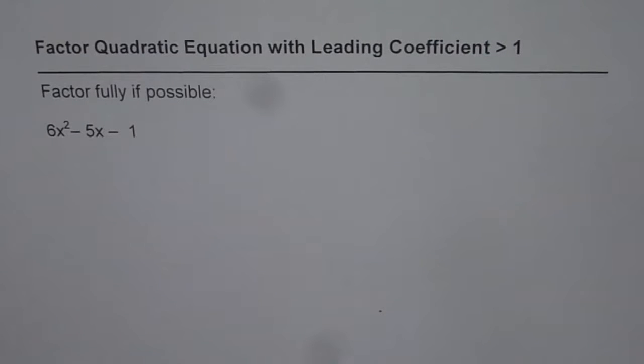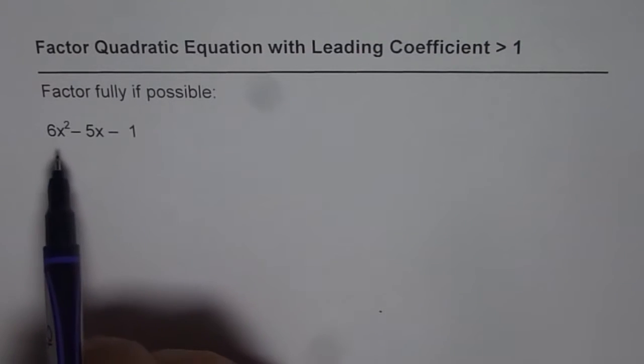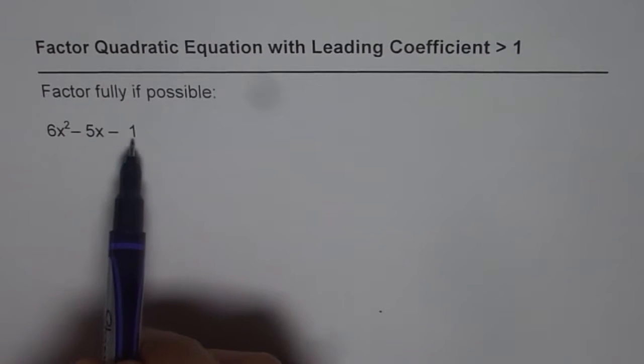Factor quadratic equation with leading coefficient greater than 1. I'm Anil Kumar, and in this video I will show you the technique of factoring quadratic equation with leading coefficients greater than 1. Example is: factor fully if possible 6x squared minus 5x minus 1.